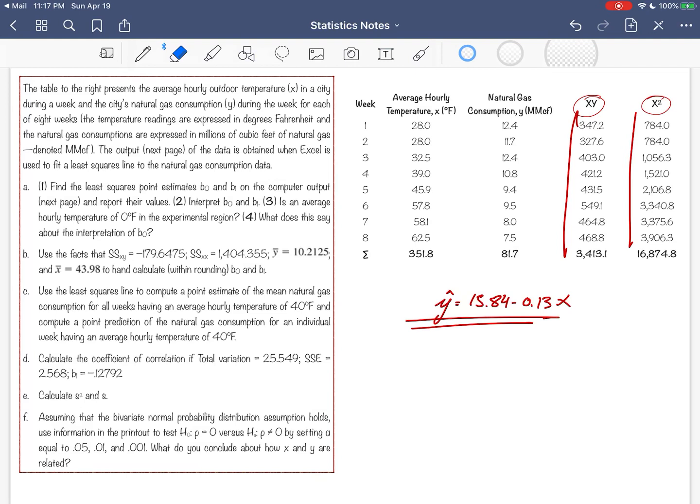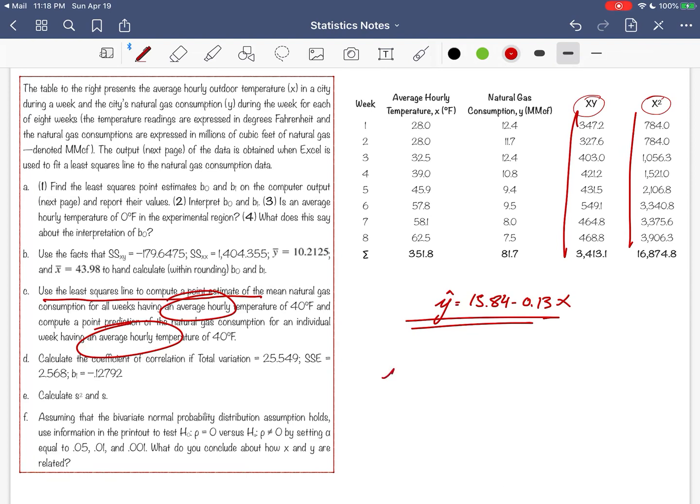Part C, use the least squares line to compute a point estimate of the mean natural gas consumption for all weeks averaging hourly temperature of 40 degrees Fahrenheit, and compute a point prediction of the natural gas consumption for an individual week having an average hourly temperature of 40 degrees. This is somewhat of a trick question because they both use the same exact equation. In this case, both of them are going to be exactly the same.